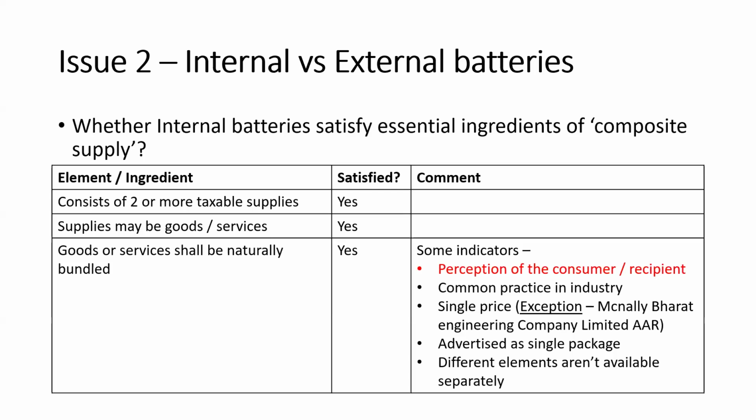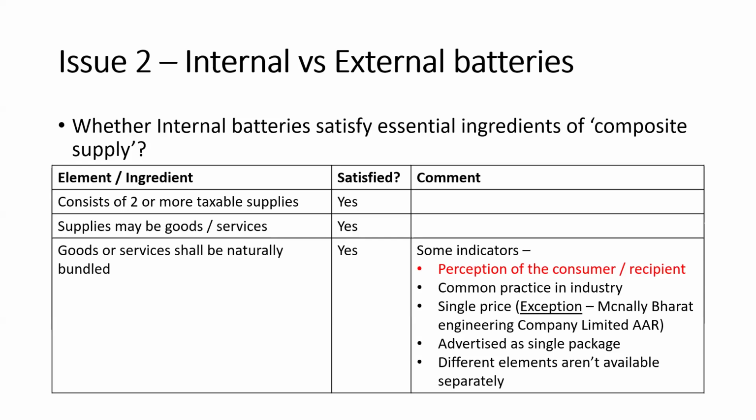it consists of 2 or more taxable supplies. Yes. The supplies may be goods or service. Yes. Goods or services shall be naturally bundled. So in order to identify whether the goods are naturally bundled, the primary indicator would be the perception of the recipient. That is, when a buyer or a customer comes and purchases, what is the basic thing which he is looking for, whether he is looking for an inverter or whether he is looking for a battery.